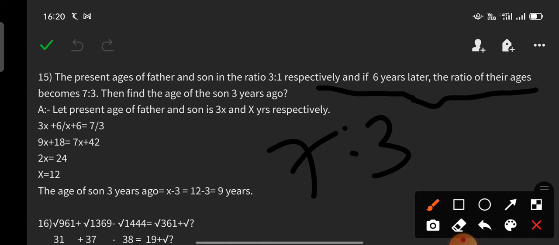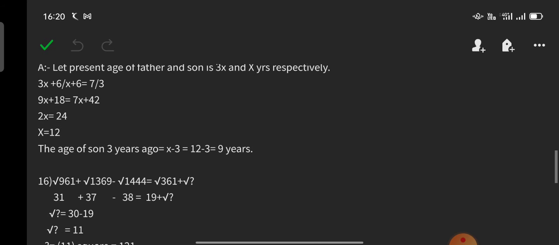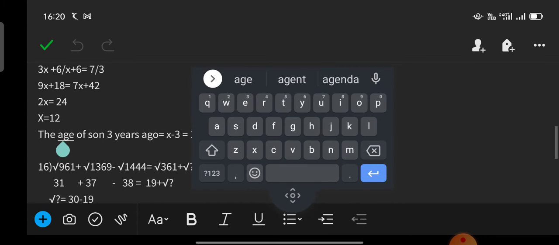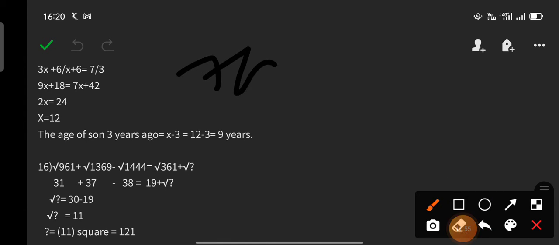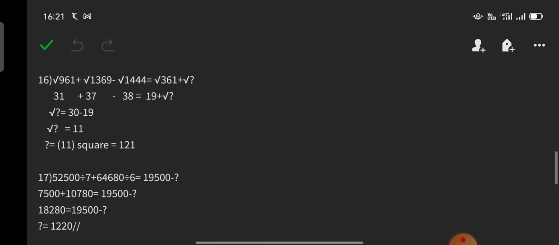So let the present ages of father and son be 3x and x years respectively. So here you have to take (3x plus 6) by (x plus 6) equals to 7 by 3, and 9x plus 18 equals to 7x plus 42. So here 9x minus 7x gives 2x, and 42 minus 18 equals 24. So x equals 12. The age of son 3 years ago equals x minus 3, that is 12 minus 3 equals 9 years. Coming to simplification question.